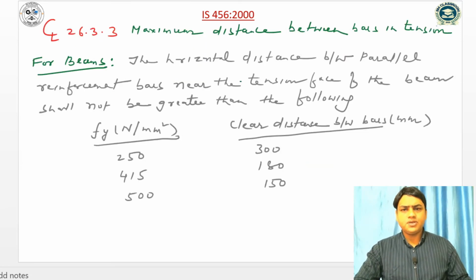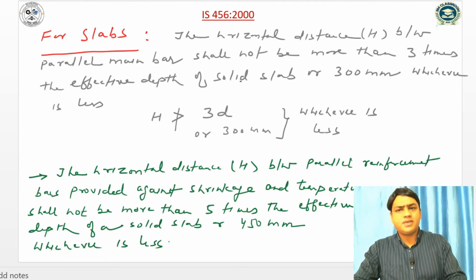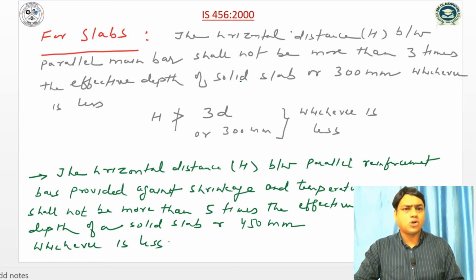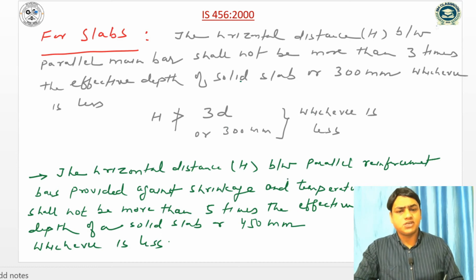The code also suggests the maximum distance between bars in tension. So the horizontal distance between parallel reinforcement bars near the tension face of the beam shall not be greater than the following. In case of Fe 250 it will be 300, in case of 415 it will be 180, and in case of 500 it is 150 mm. Similarly, in case of a slab, the horizontal distance between the parallel main bars shall not be more than 3 times the effective depth or 300 mm, whichever is less. And if I take into account shrinkage and temperature, then this value should not exceed 5 times the effective depth or 450 mm, whichever is less.